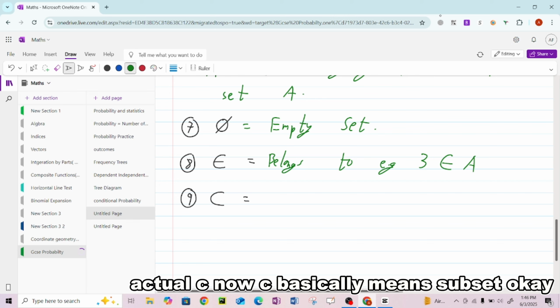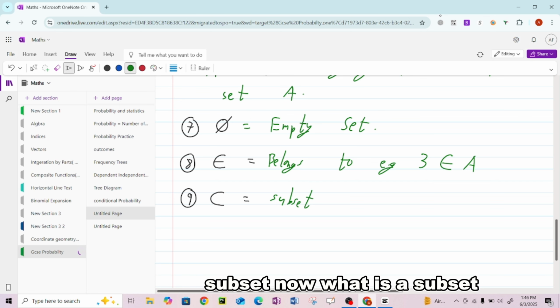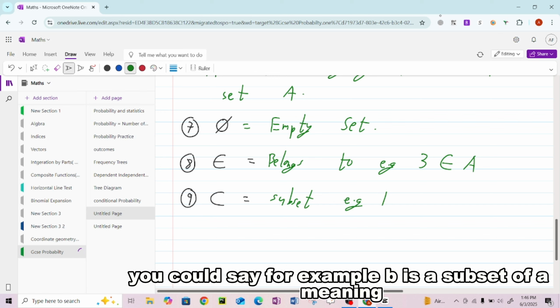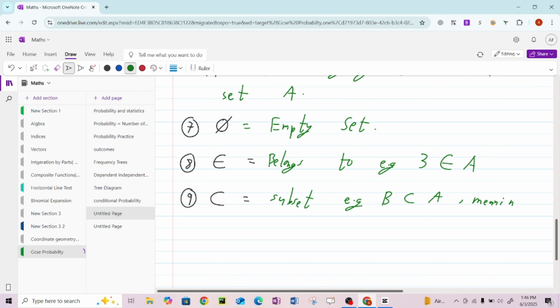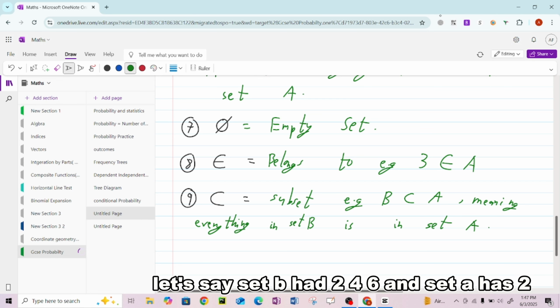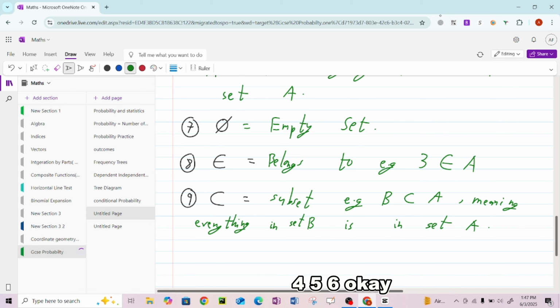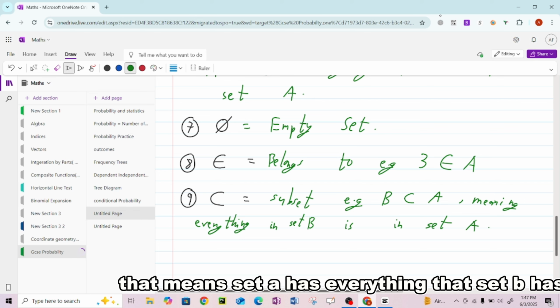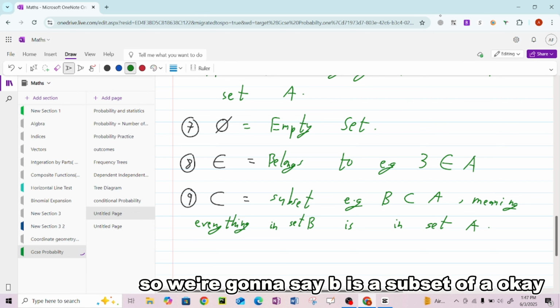The next one that we have is our actual C. Now, C basically means subset. Okay, subset. Now, what is a subset? For example, B is a subset of A, meaning everything in B is in set A. So let's say set B had 2, 4, 6, and set A had 2, 4, 5, 6. That means set A has everything that set B has. So we're going to say B is a subset of A.